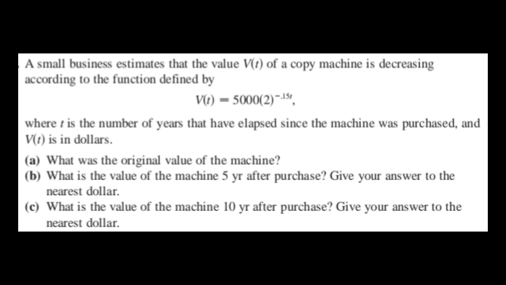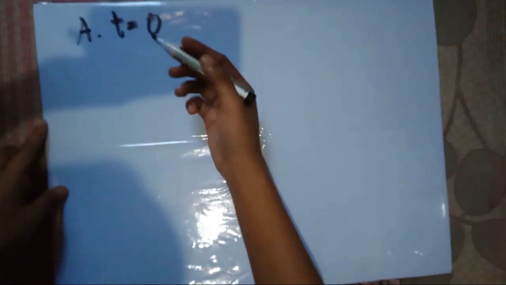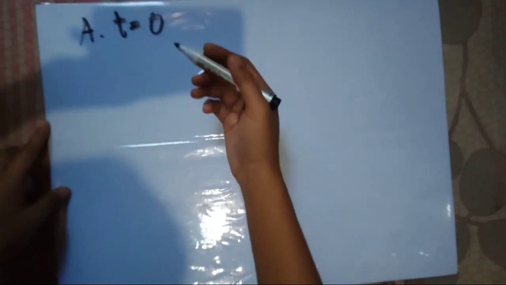And letter C, what is the value of the machine 10 years after the purchase? Give your answer to the nearest dollar. In letter A, t is equals to 0 because it represents the initial time when the machine was purchased.